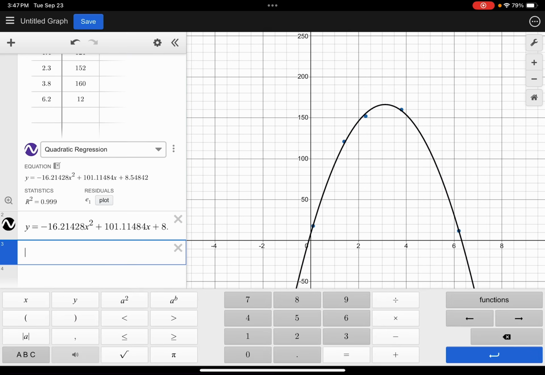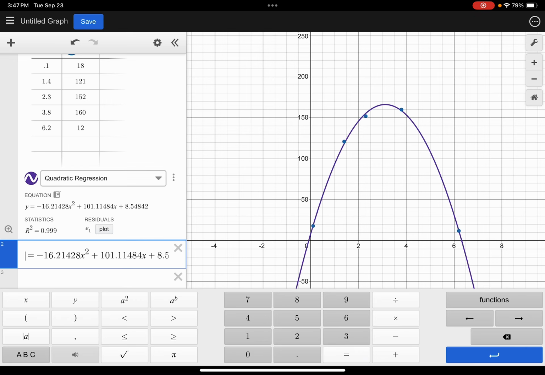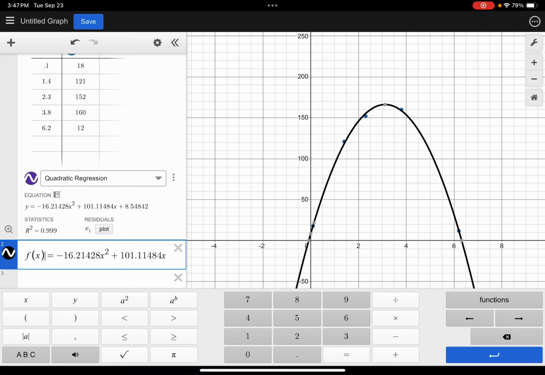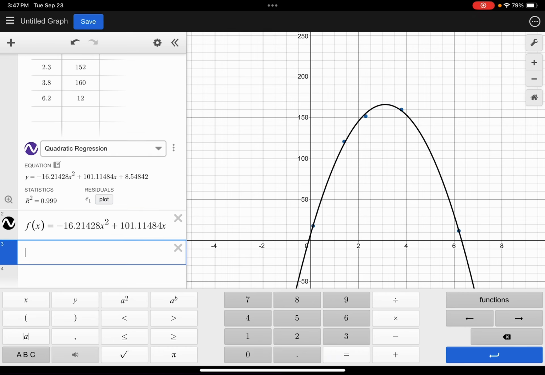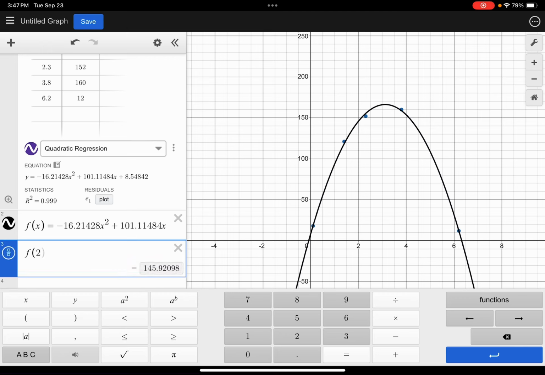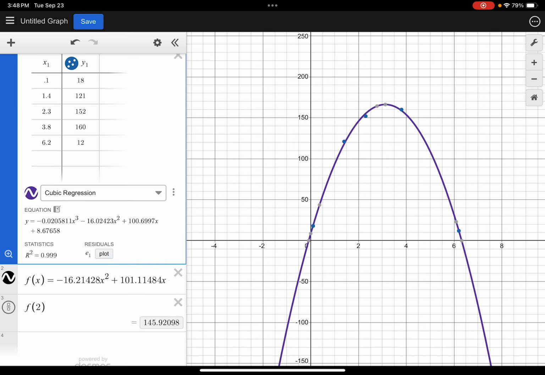And what I have discovered that I like doing is changing this to be f of x equals. Then if I need to do more, I can say, why don't you please tell me what f of 2 is equal to, and it will. Okay, but there's that equation, and if I had wanted to model it as a cubic, I would just go something like that. So hopefully between these two videos, you've learned how to do these sorts of modeling, coming up with equations using both Desmos and your calculator.